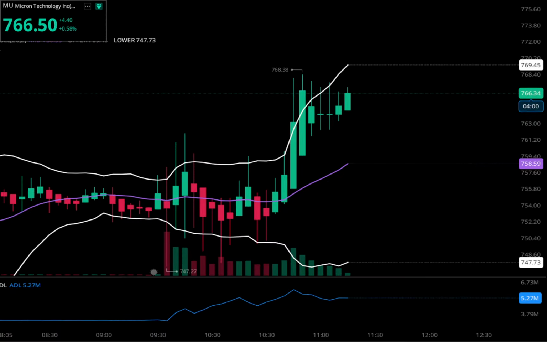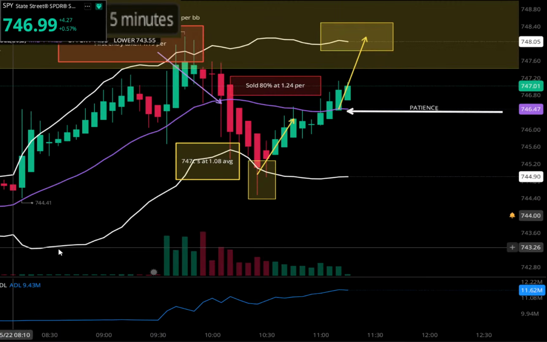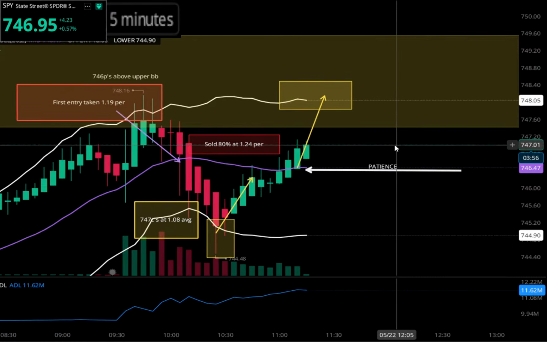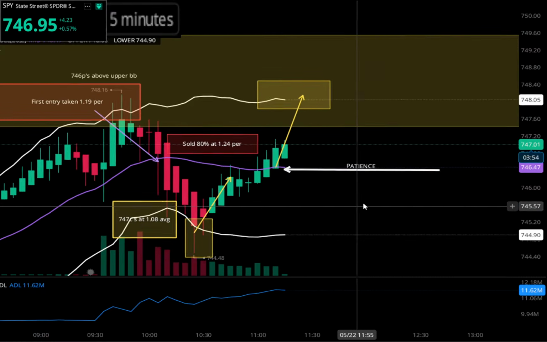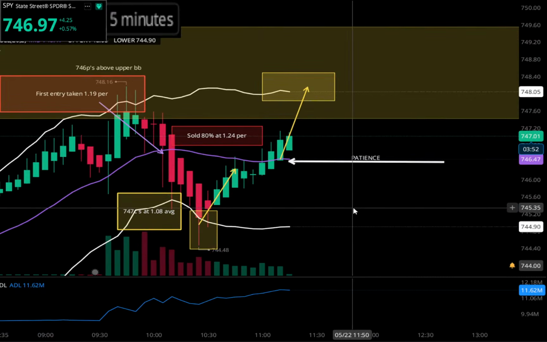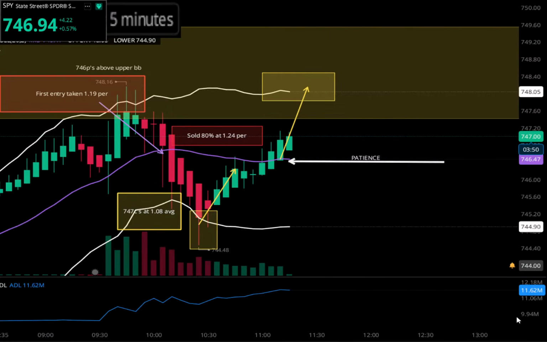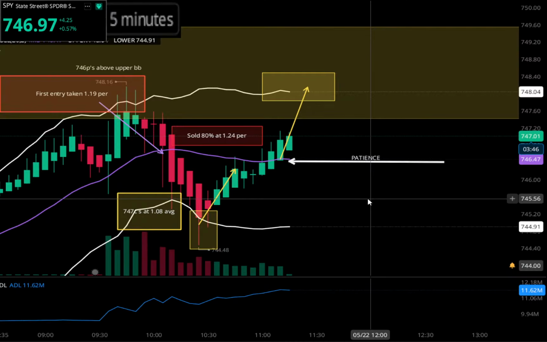Okay, options, you don't get a whole lot of room. You get your entries, you get your exits. If you miss those entries, they're gone. If you miss those exits, they're gone. And you could really suffer by missing those exits and entries.